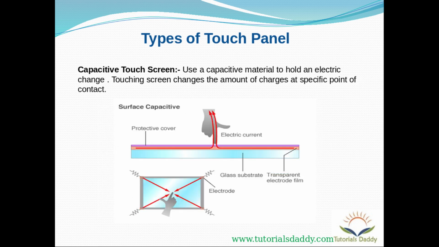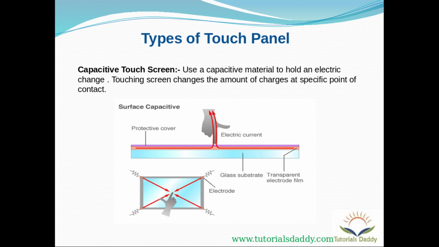In the same way we have the capacitive touch screen. On the capacitive touch screen we have capacitive material to hold an electric charge, and the touch screen changes the amount of charge at the specific point of contact. Whenever you touch the touch panel, the area of contact under the user's touch changes the amount of charge at that particular point, and that change in charge is considered for estimating the touch panel event or notifying the system of it.